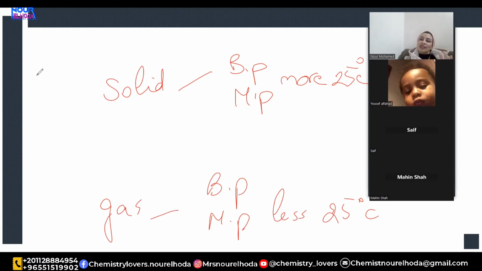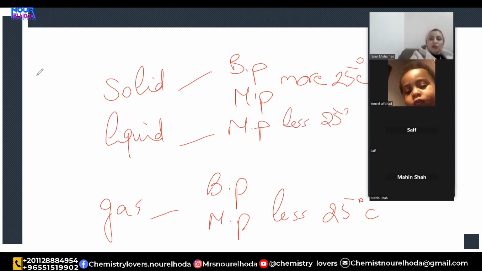But when do I say it's a liquid? I will say it's a liquid if the melting point is less than 25, but the boiling point is more than 25. This is how you know it's a liquid.